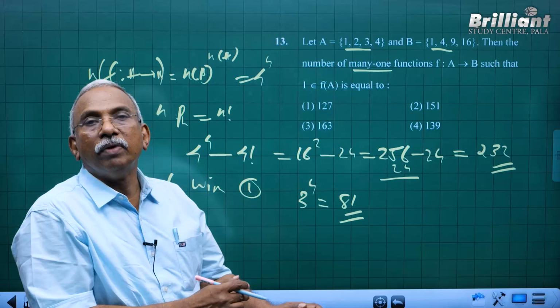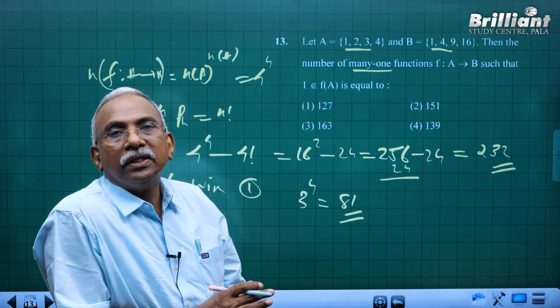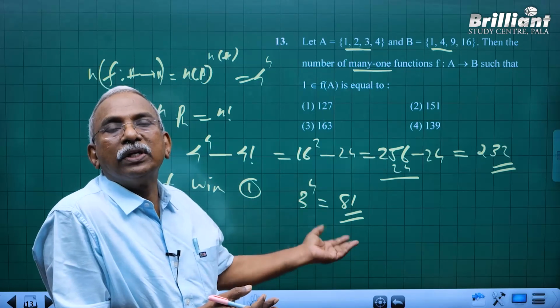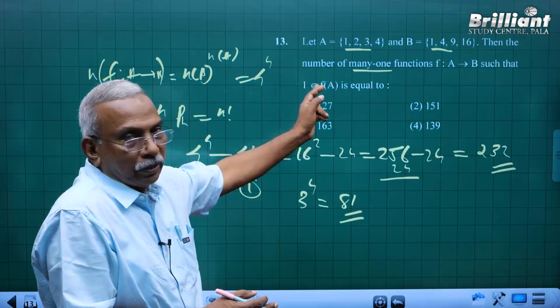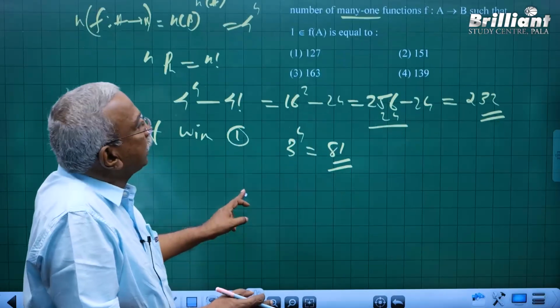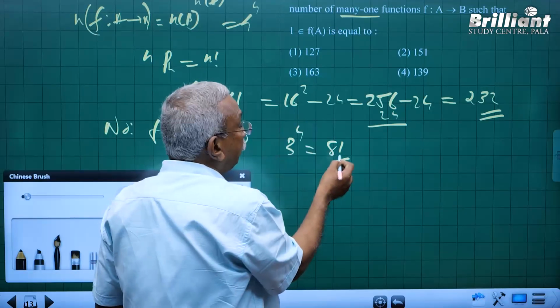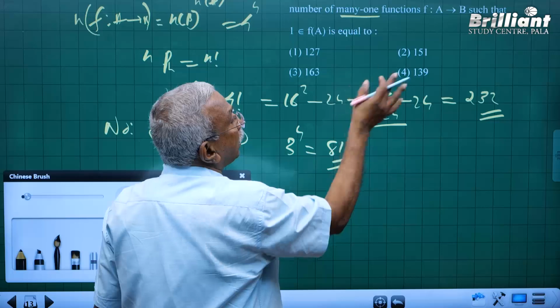So 81 of them are functions without that element. So what does this mean? We can exclude the functions without that element from the total amount, and keep those that contain this one. So the required count is equal to, this is actually what? This is without 1, we can form the functions, and among them the count is there.